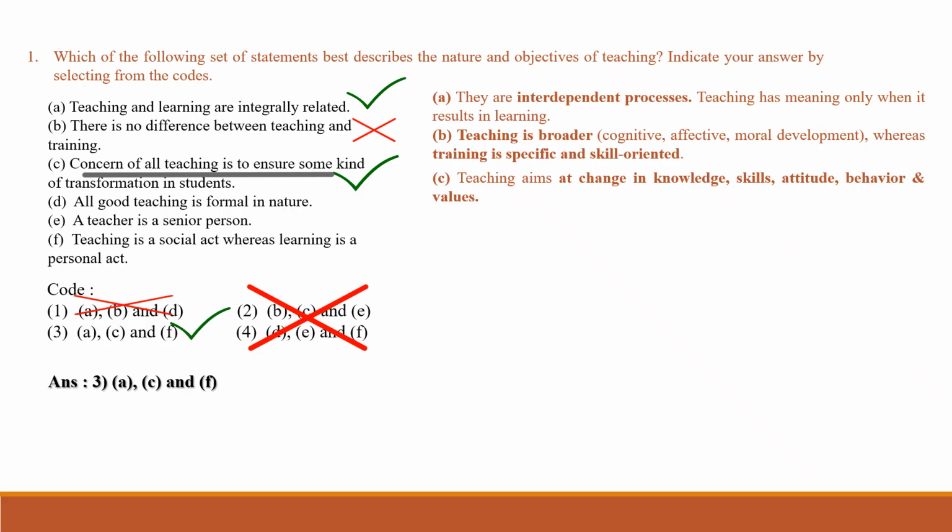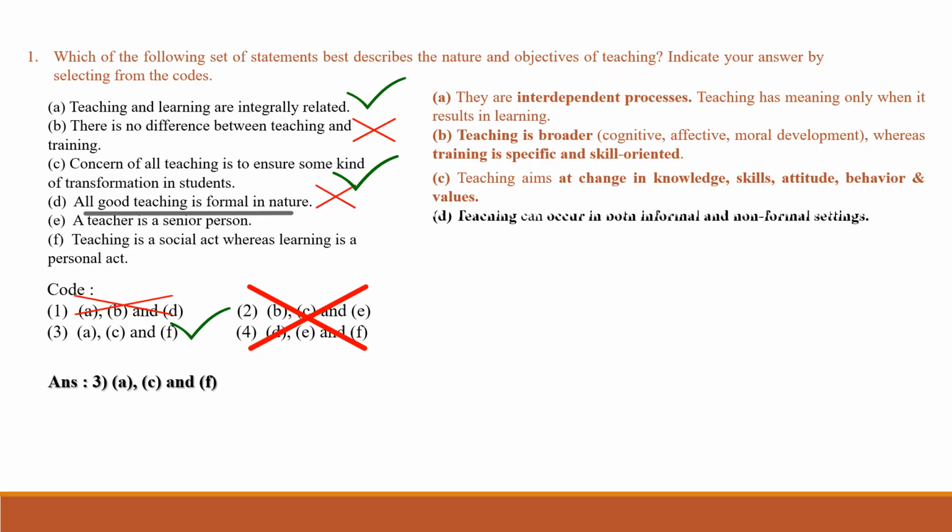Option D. All good teaching is formal in nature. This is wrong. Teaching can be formal, such as classroom interactions between teachers and students. However, teaching can also occur outside the classroom, which is known as informal teaching.